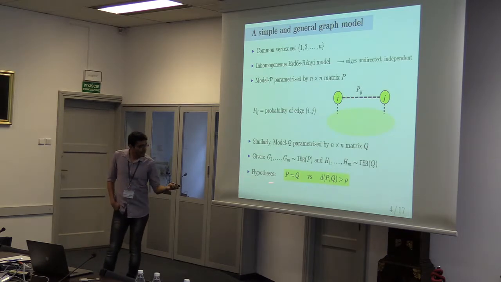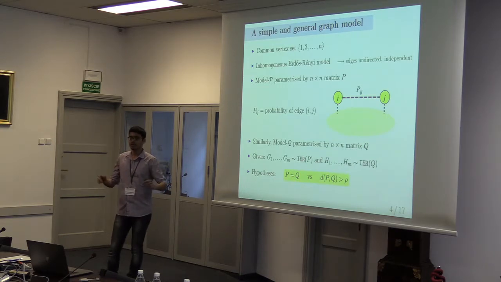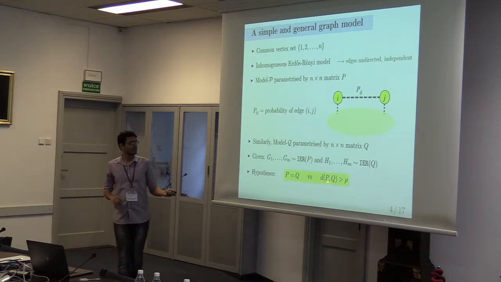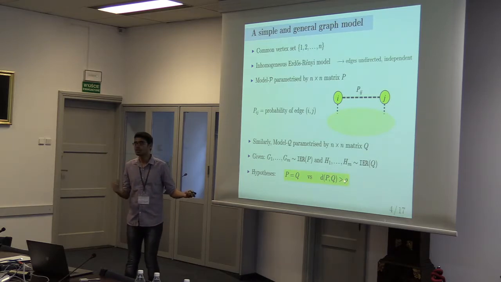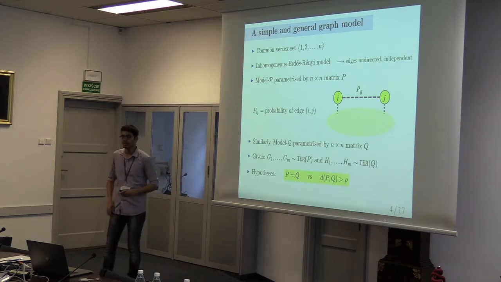And now we have reached the hypothesis that either P is equal to Q, that is the models are equal, or with respect to some distance, the models are at least at a distance of rho. I'll specify the distance later.